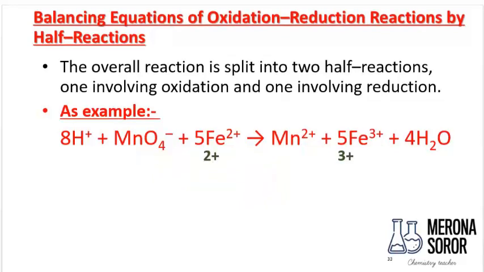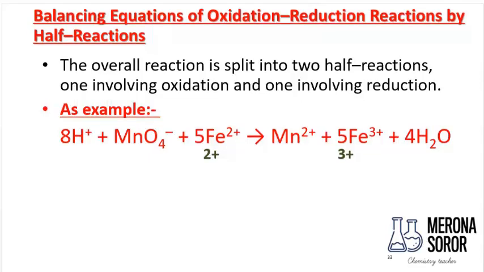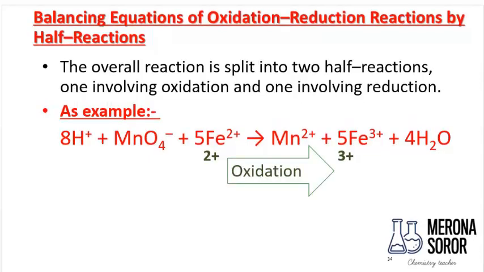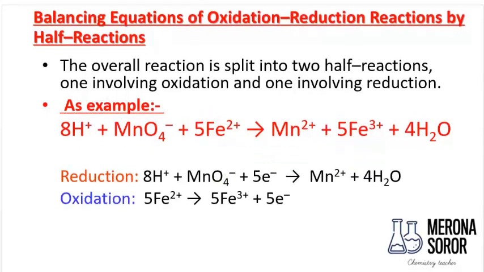What happened to iron? Iron changes from oxidation state 2 positive into 3 positive. So what happened? Oxidized or reduced? Good, oxidation. So we can now split the chemical reaction into two halves, reduction and oxidation. In the reduction half reaction, Mn changes from 7 positive into 2 positive. In the oxidation half reaction, iron changes from 2 positive into 3 positive.